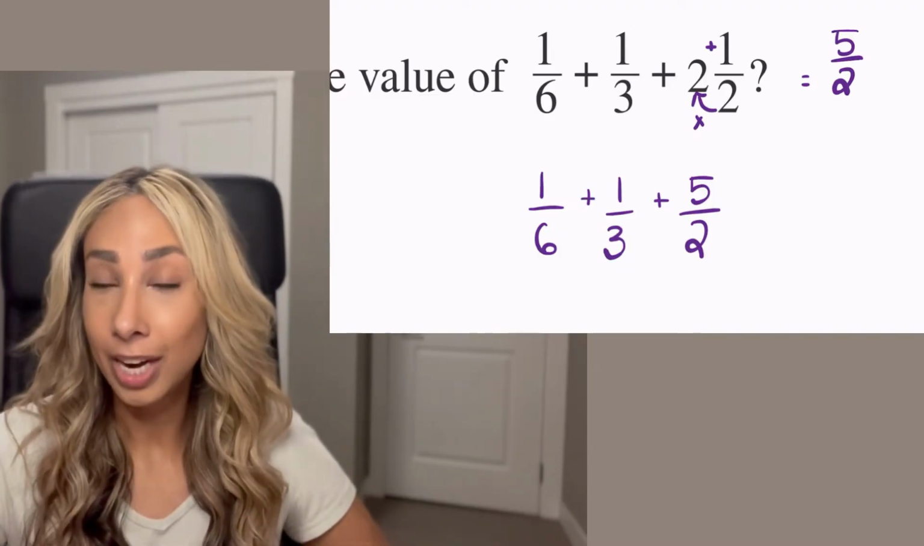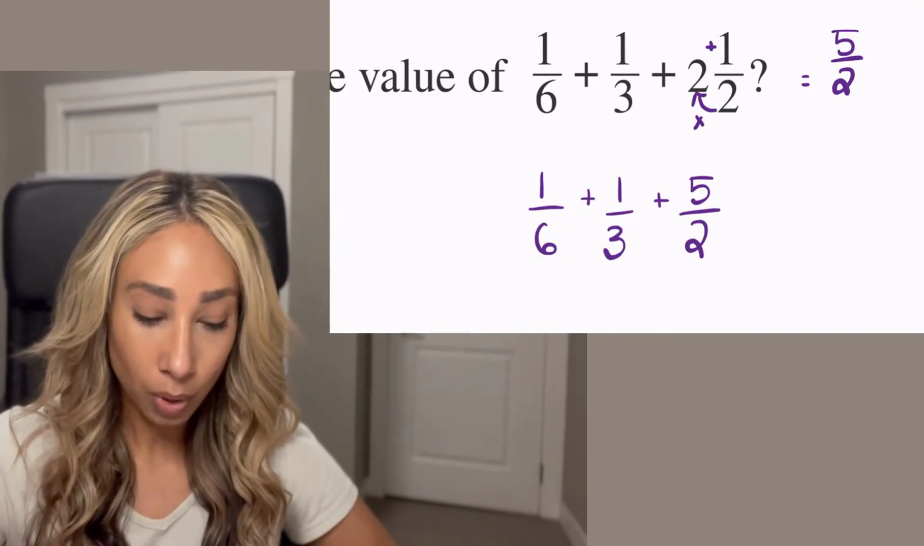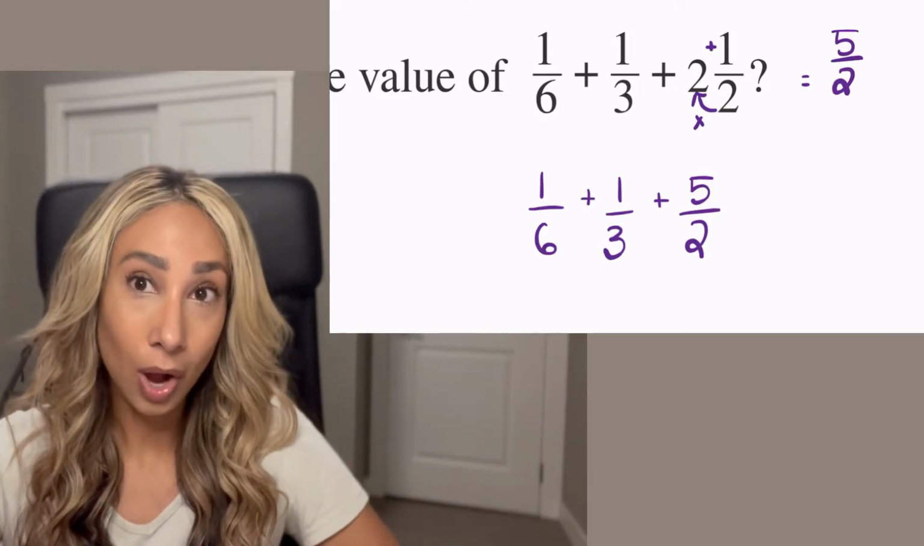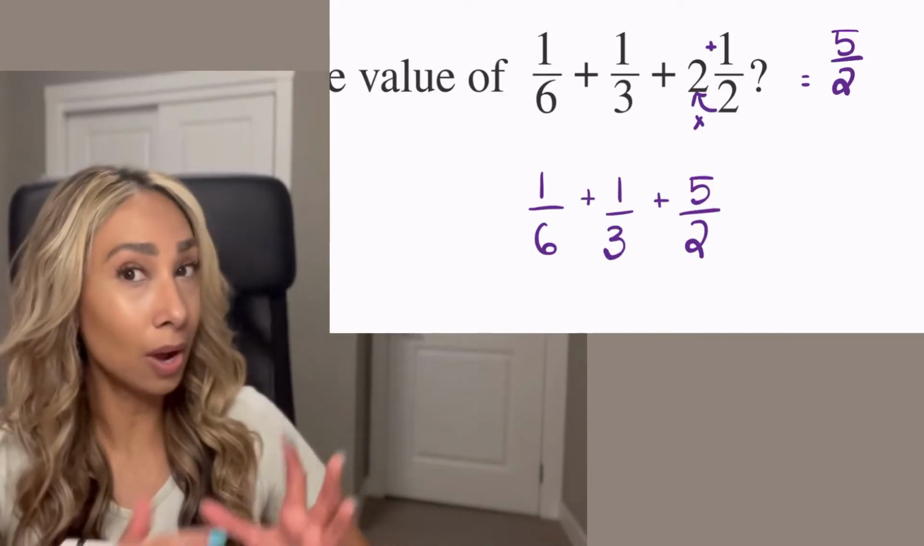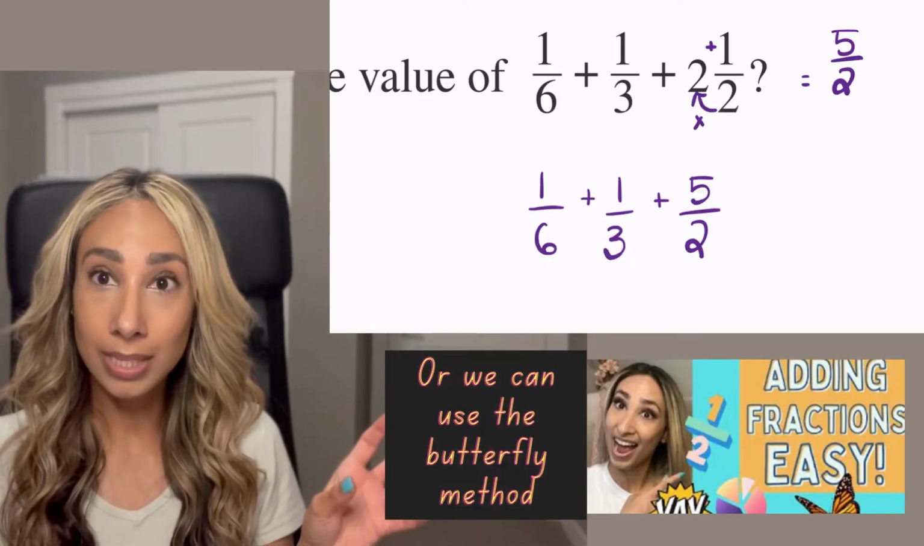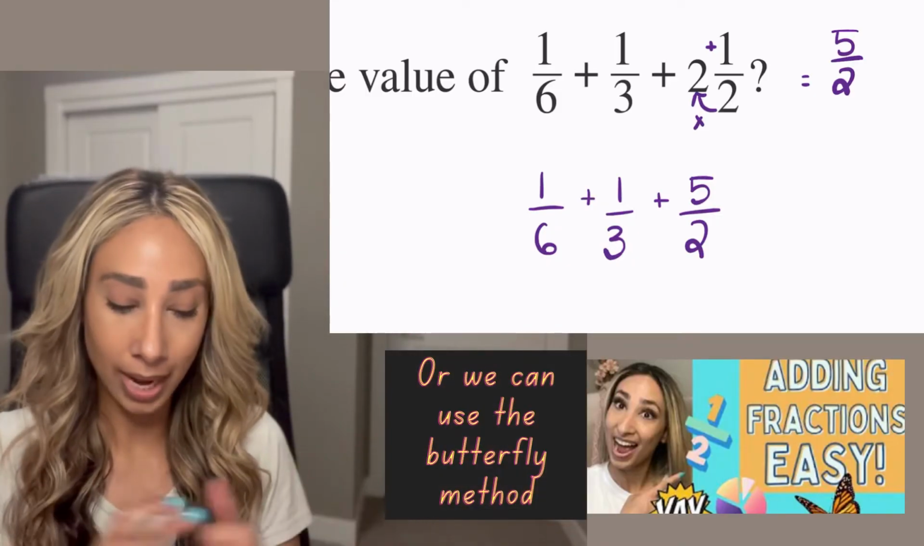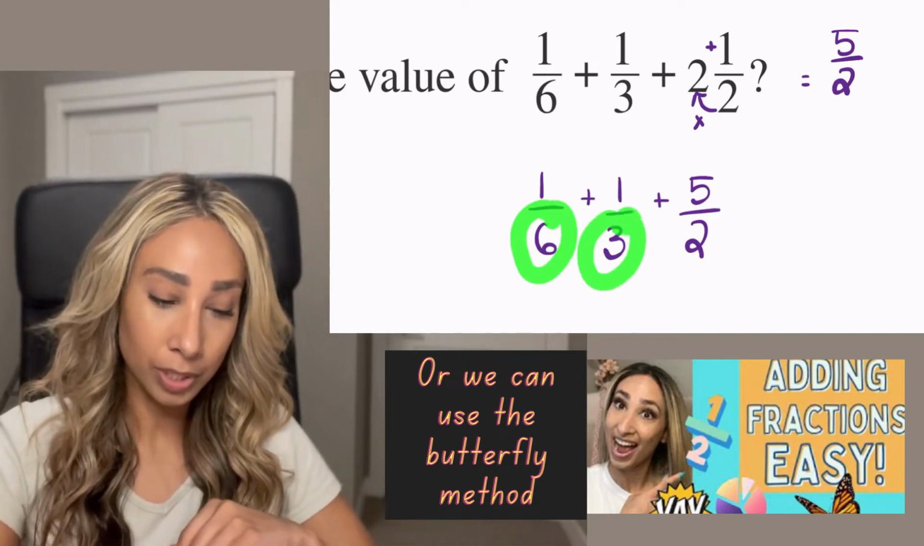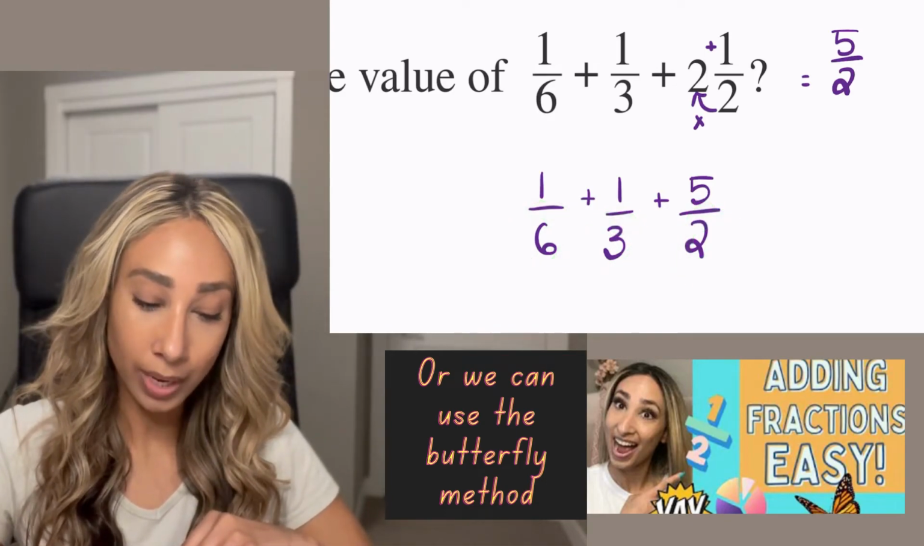Now we can go ahead and actually start to add them together. So what we need is we need them to have a common denominator, right? So that's where our denominators are going to be the exact same. So then we can keep everything under the same denominator and add the numerators together. So I'm looking at our numbers here. I have 6, 3, and 2.